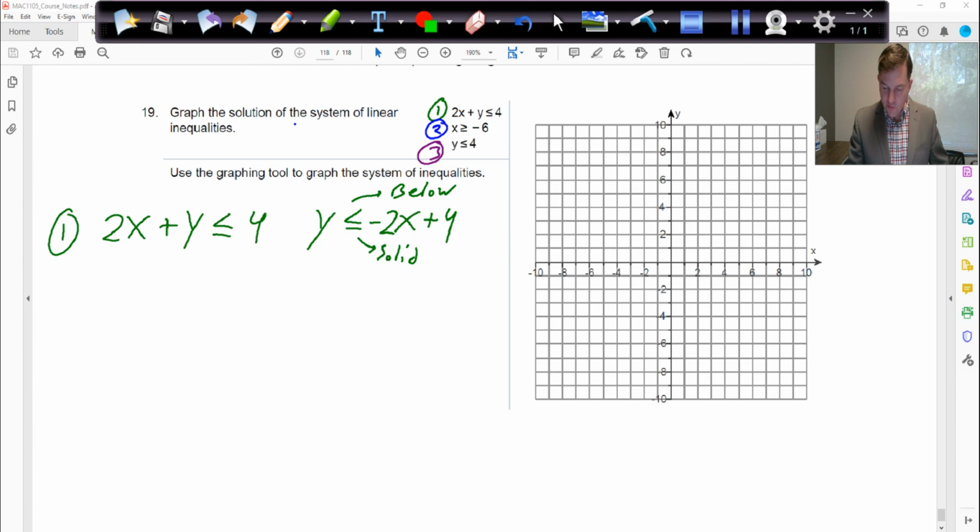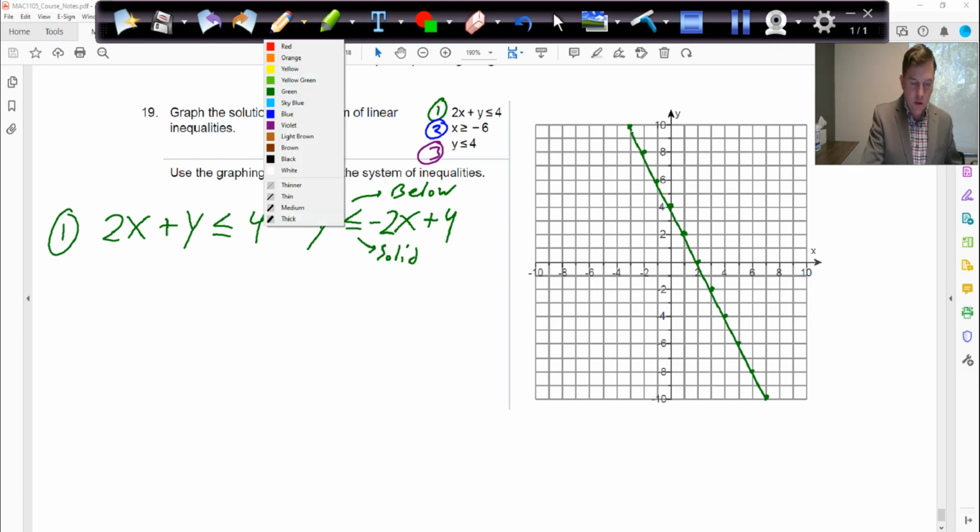So we start at 4, and the slope is 2 down, 1 right. Or, going the other way, would be 2 up, 1 left. And it's solid, because of the equal to bar. So we can just connect these. A nice smooth line like that. And go to number 2.